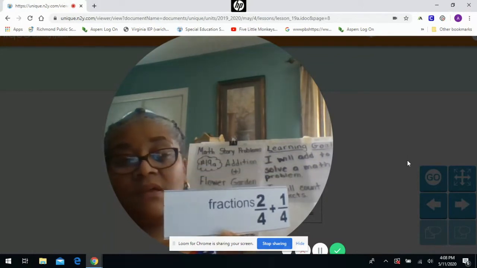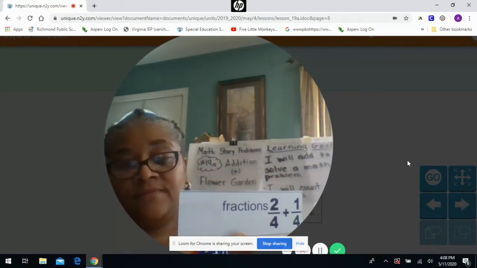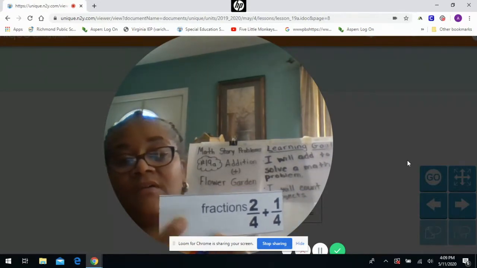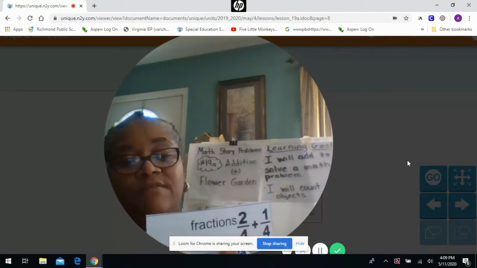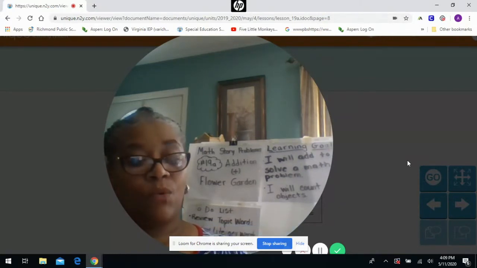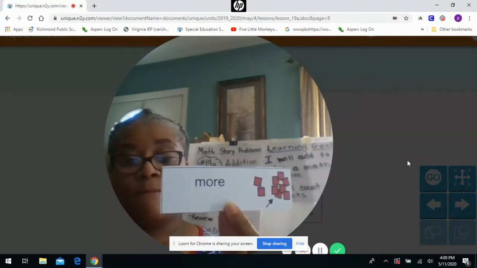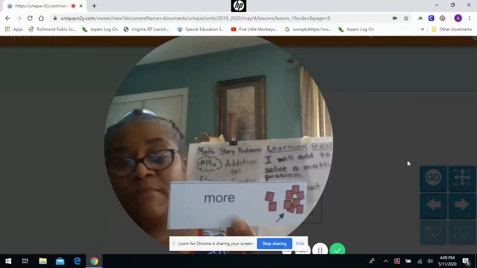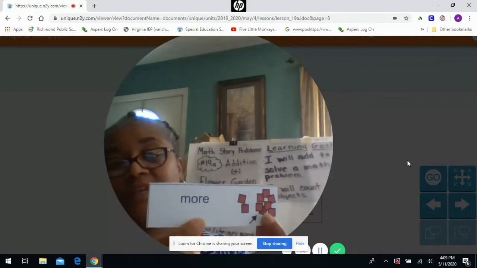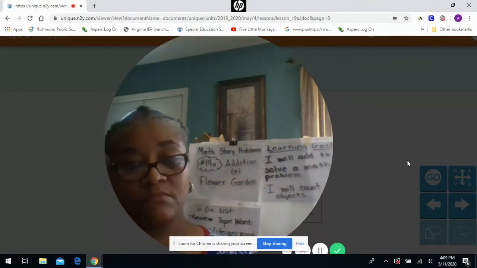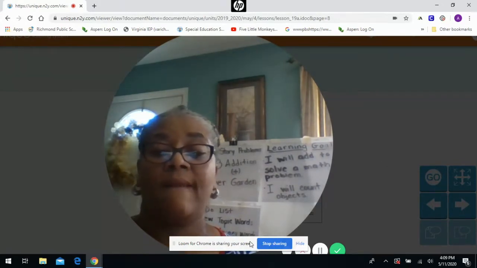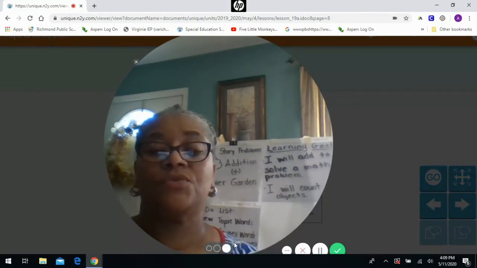Y'all remember these? What are these? Fractions. And this is a fraction. This is an addition fraction right here. And a fraction is a part of a whole. And we have the word more, amounting to a large number. I wouldn't want 2, I would want 7 pieces of candy because I want more. All righty, very good. So make sure you go over those words.